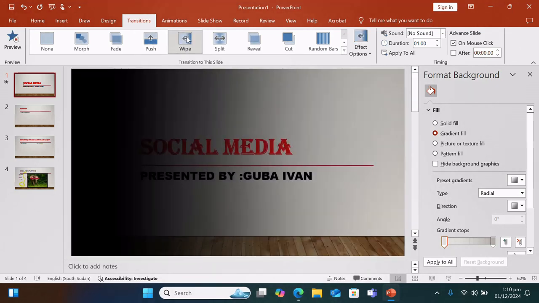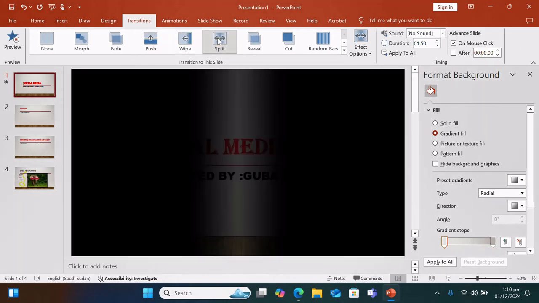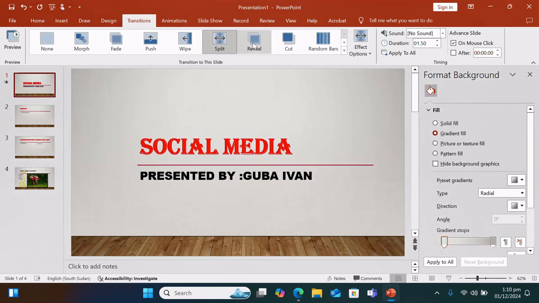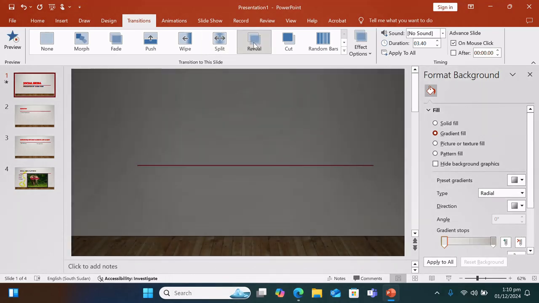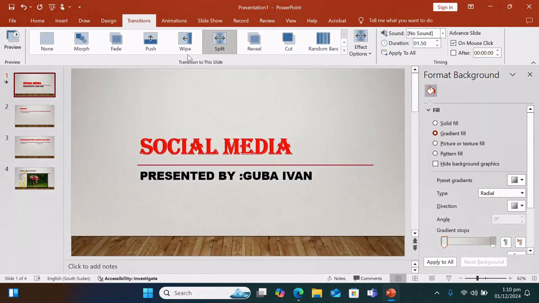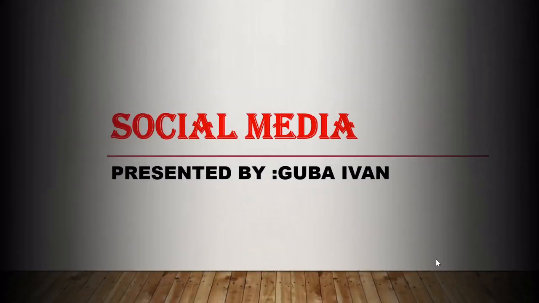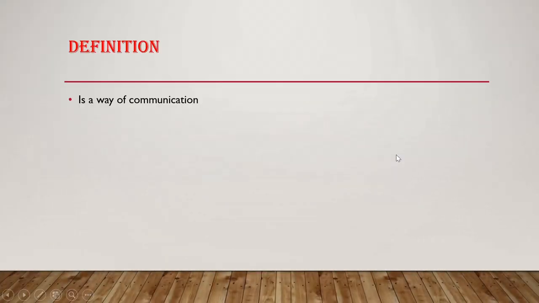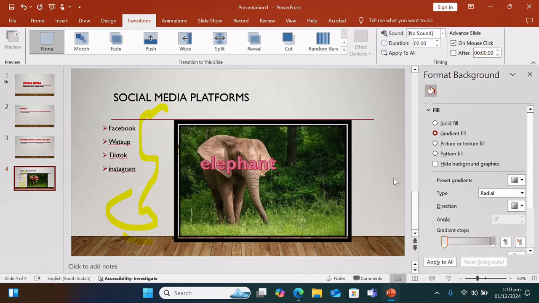When I click on swipe, that effect will be applied when you're presenting. There you go. So maybe I want to try this reveal, or maybe I'll go with this split. So when I click that, I can apply to all. And when I try to project my work, see that the way it's appearing is now different. It's just a transition that you apply to your slide so that it looks more appealing.